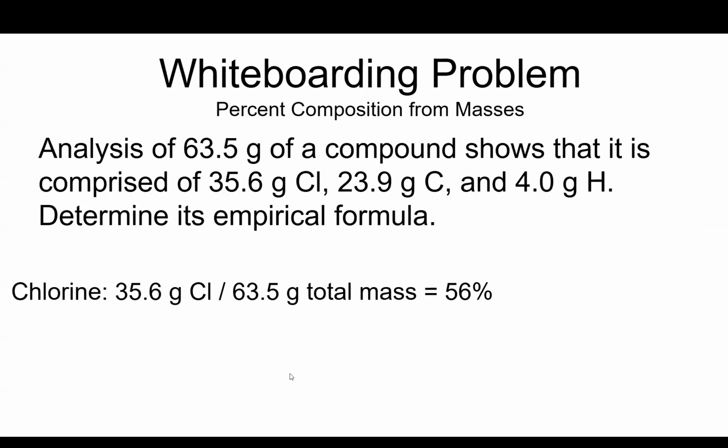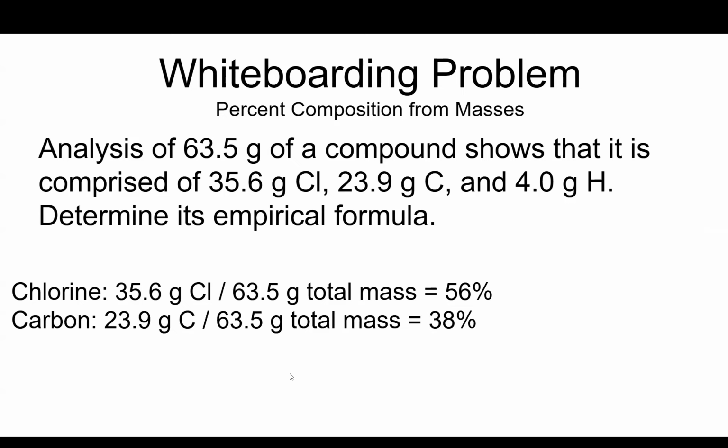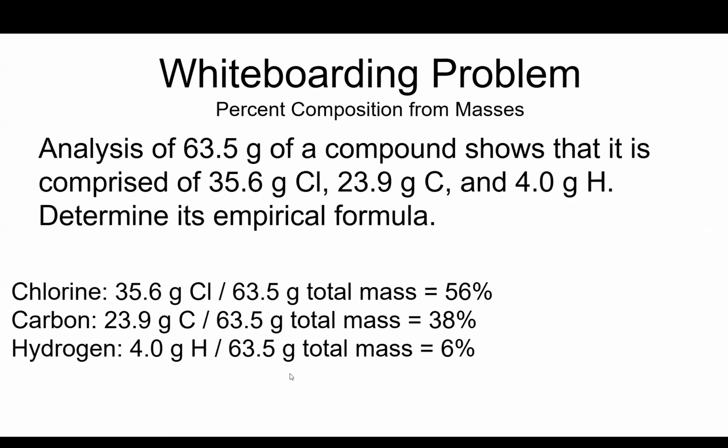So for chlorine, that would be 35.6 over 63.5. I invite you to follow along with your calculator. Times that by 100%, and I would suggest rounding to the nearest whole percent, 56%. For carbon, they gave us 23.9 grams. Divide that by the total, 63.5, and we get 38%. Hydrogen, 4.0 grams, divided by 63.5 grams, gives us a percent by mass for hydrogen of 6.